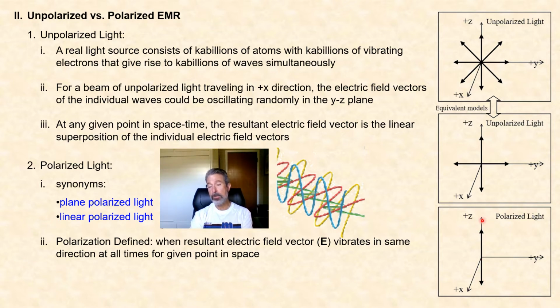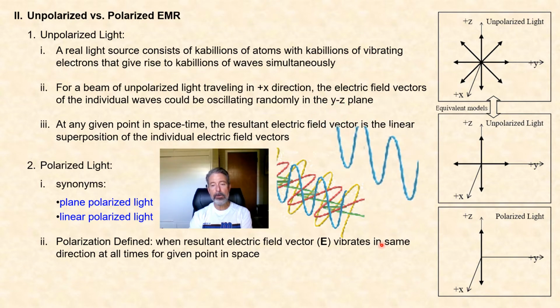one direction. I'm showing you here it's in the Z direction, but it could just as easily be in any direction in the YZ plane, any one dimension of the YZ plane, because that would still be perpendicular to the direction of propagation, which is the X direction. So this is what we mean for saying that light is polarized.